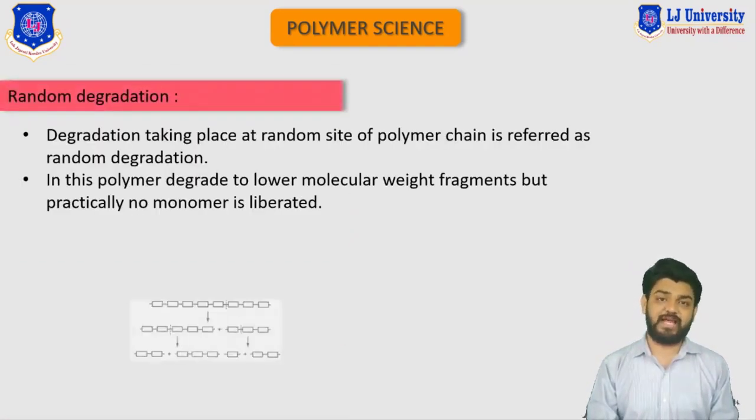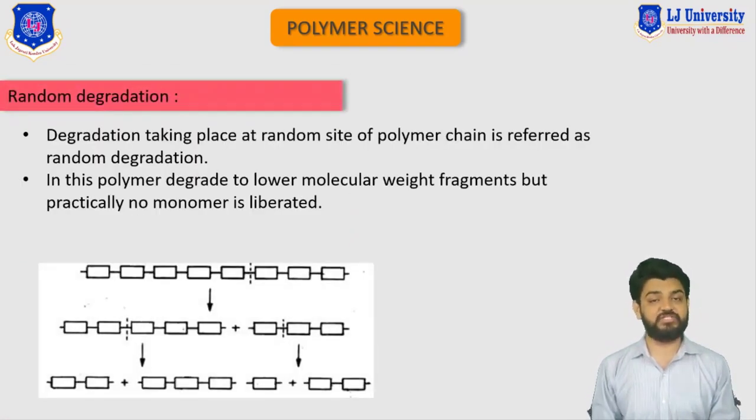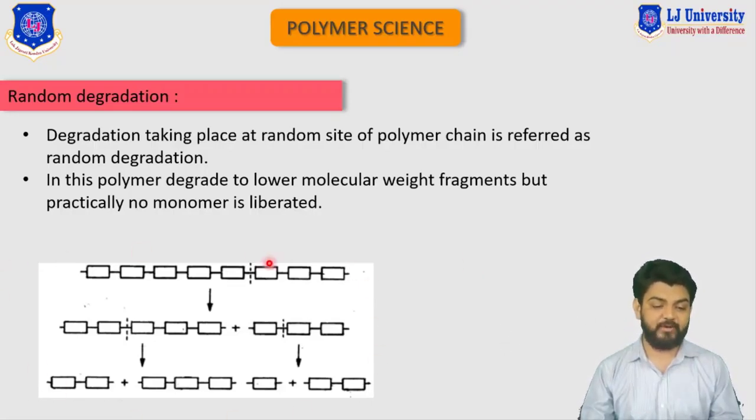We have said that random degradation is a process of degradation that can take place anywhere in the long chain, right? So there is not a specific location in the polymer chain where this random degradation can take place. And we have also seen this particular example for the random degradation process.